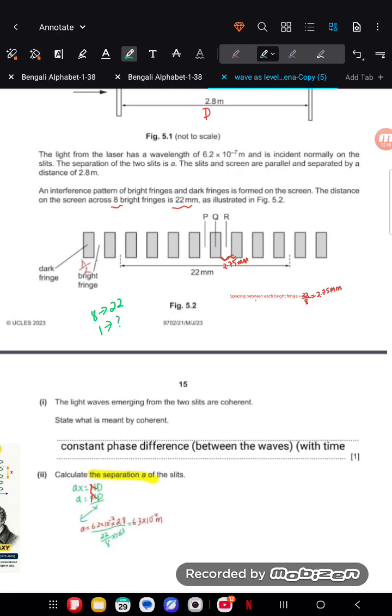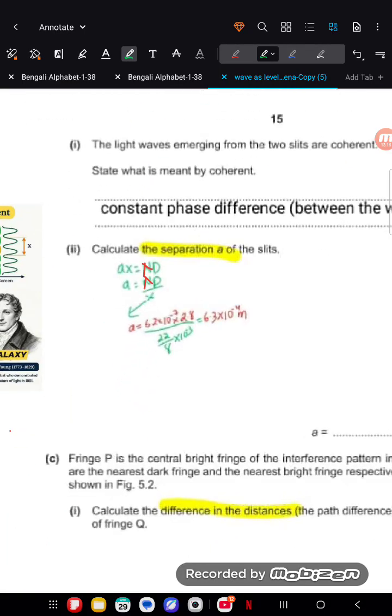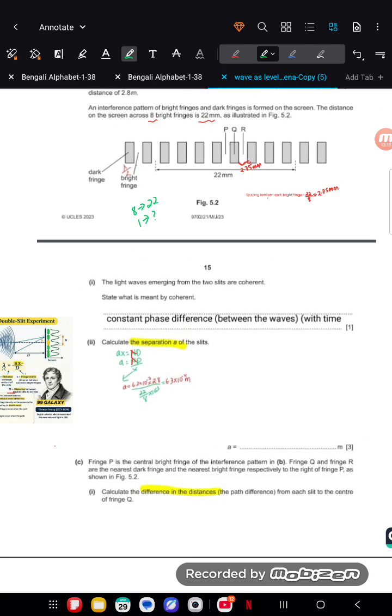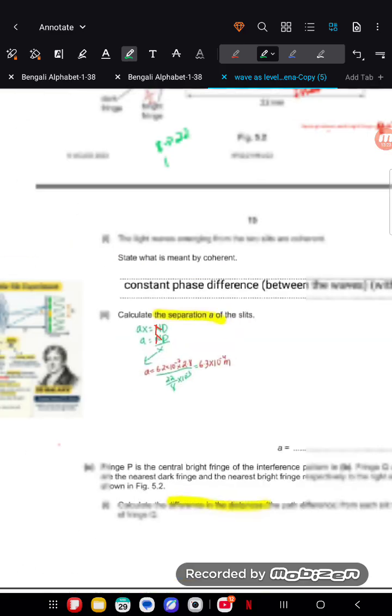Again I am repeating, they try to make you confused. We need the distance between two bright fringes, that means 1. If 8 bright fringes is 22, 1 bright fringe will be how much? Just divide 22 by 8, which is 2.75. It was in millimeter, so I have to change it into meter. So 10 raised to minus 3, and you will get your answer.